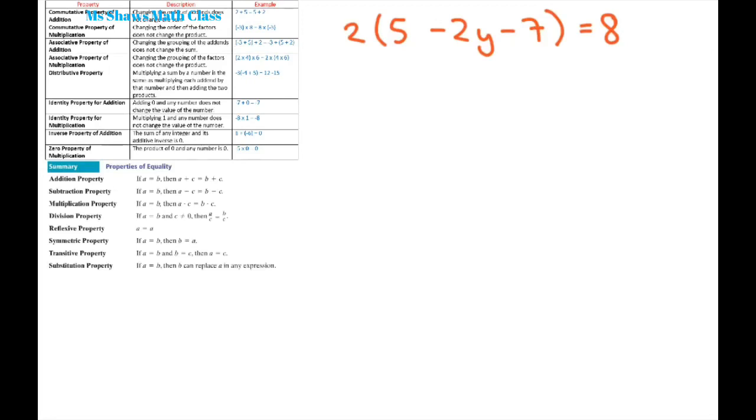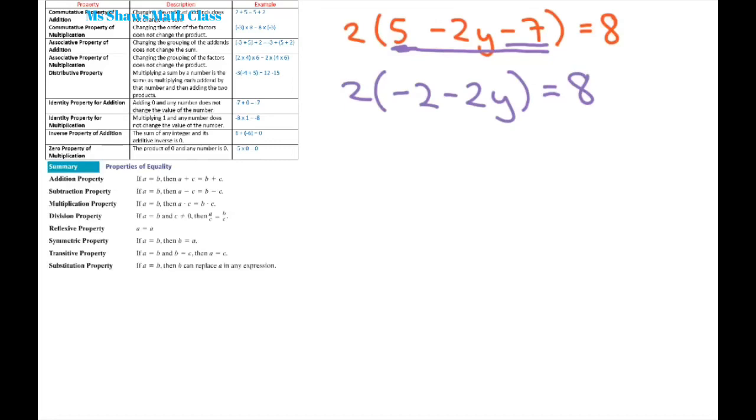So the first thing we want to do is take care of this quantity in here and clean that up a bit. So we can add like terms, so 5 and minus 7 is negative 2. And then we still have our negative 2y equals 8.